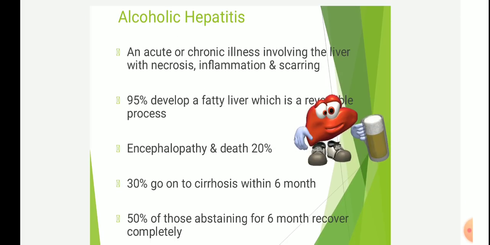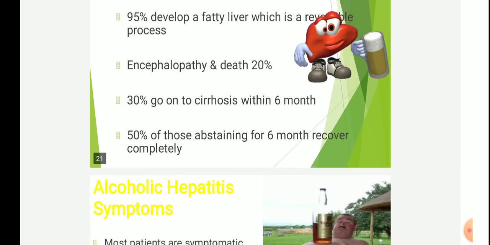So, alcoholic hepatitis. It's an acute or chronic illness involving the liver with necrosis, inflammation, and scarring. 95% develop a fatty liver, which is a reversible process. There could be encephalopathy and death. There could even be a progression to cirrhosis within 6 months. Frequent repeated hepatitis could lead to cirrhosis. 50% of those abstaining for 6 months recover completely. Of the population who abstain from alcohol, 50% of them can recover.